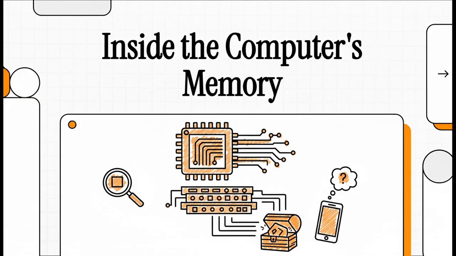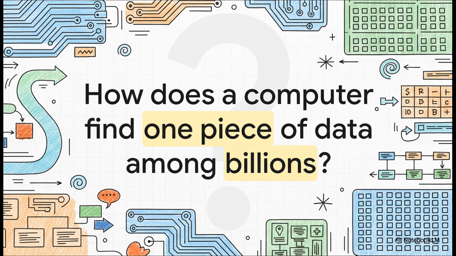it works. I mean, seriously, think about it. Your computer right now is holding billions, maybe even trillions of tiny pieces of information. So how does it find that one specific byte it needs in like a split second? Well, the answer isn't magic, but it is an incredible system of organization. And it all starts with something surprisingly simple, a single switch.